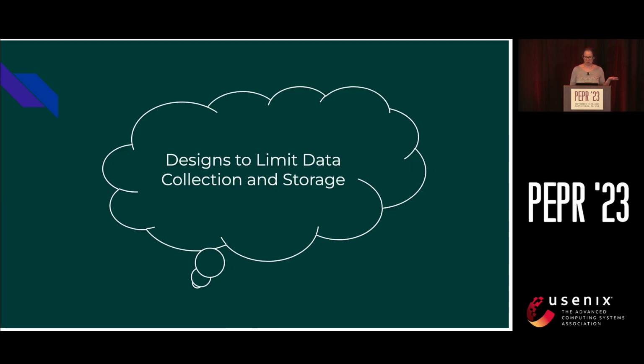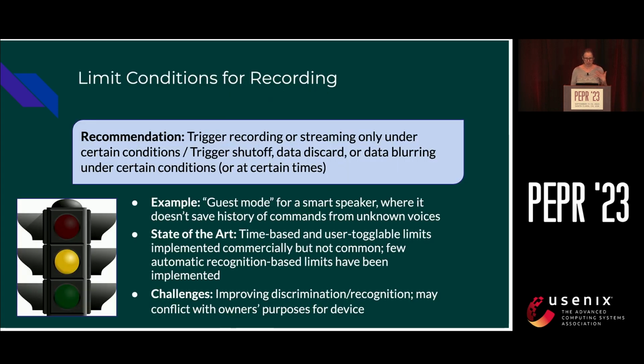The next group of recommendations focus on minimizing data collection and storage. Some recommendations involve limiting recording or streaming from smart home devices to doing it under certain conditions, or on the other hand, setting it to discard or obscure data under certain conditions, either time-based or set by the user or triggered automatically, for example, by motion or facial recognition.